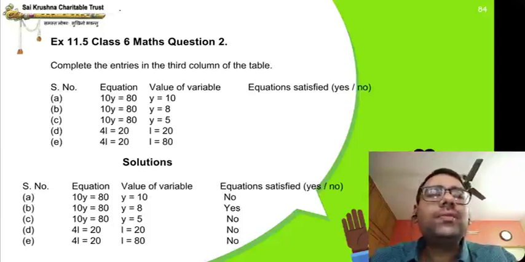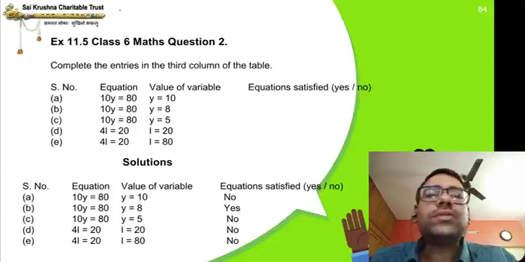What do you have to do? We have to check whether LHS, meaning left hand side, is equal to right hand side or not. That's what you have to do here. You have to write whether the equation is satisfied, yes or no, that is, whether left hand side is equal to right hand side or not. That is what you have to find here.